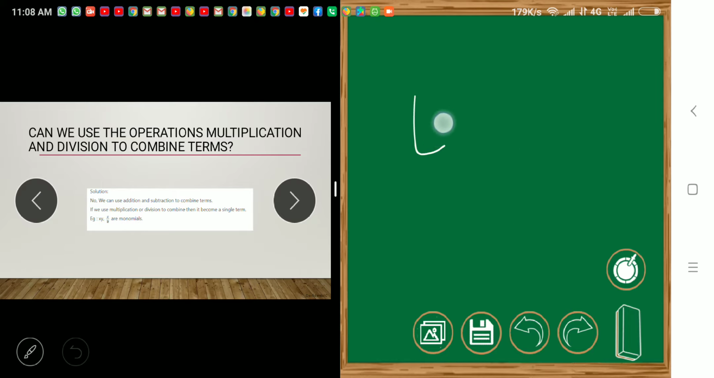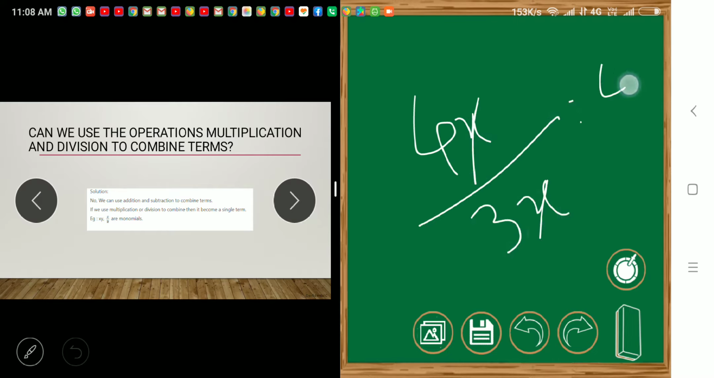Same way, I am going to divide 4x by 3. X and x will get cancelled, and 4 by 3, I am just getting a numerical expression here. So this is not possible. We cannot combine the terms in the case of multiplication and division. So we can conclude that we can use addition and subtraction to combine terms.